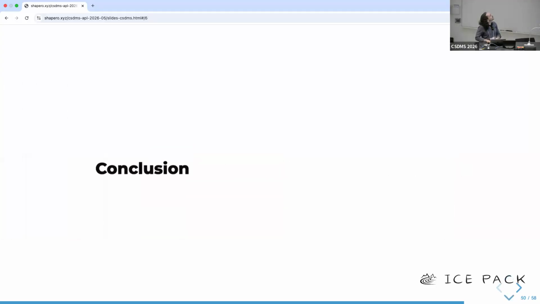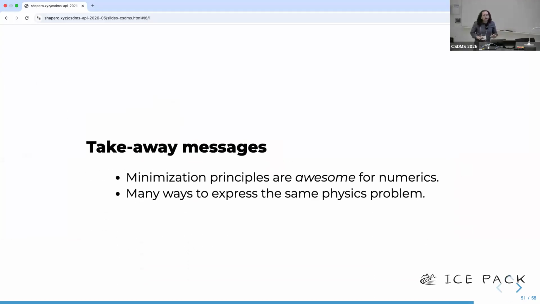Okay, so kind of conclusions. Minimization principles are really cool. If you ever go out for drinks with me, I'll talk about them at some point because I'm very fun at parties. But they can make a lot of really, really heinous problems doable. And so it's just a thing that's worth looking into. There's many different ways to express the same physics problem. Some of them are more advantageous than others. So there is value to be gained out of trying to rethink what is the problem you're trying to solve in the first place.